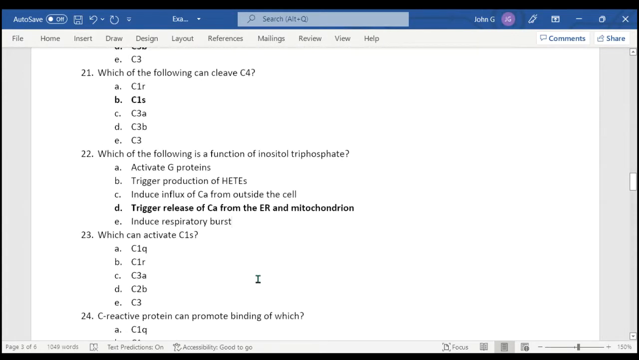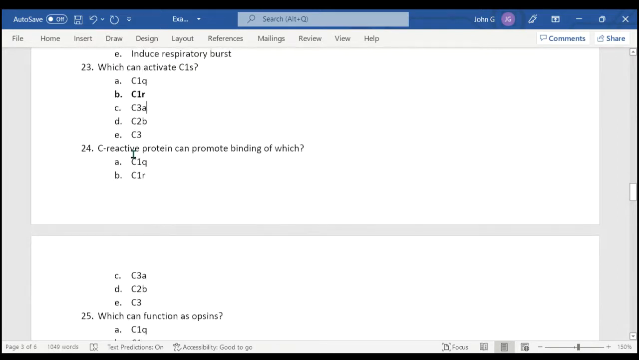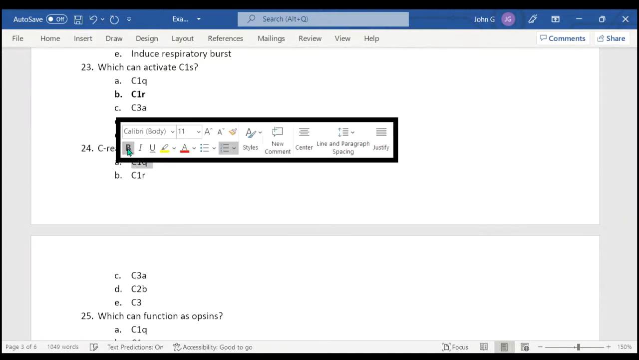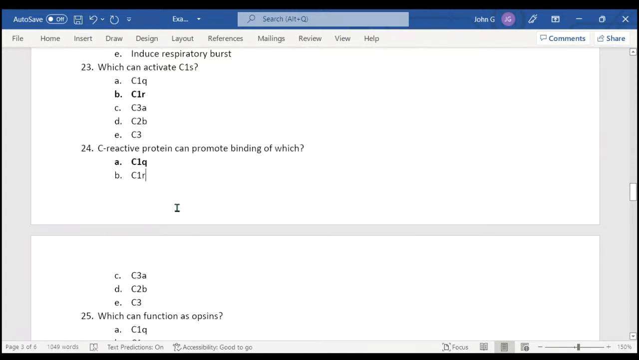Okay, which can activate C1s? So remember, it goes QRS. So C1r is going to activate C1s. QRS in that order. Okay. C-reactive protein can promote binding of which? That's going to be C1q. C1q's ligands include IgG, IgM, and C-reactive protein, right? And also potentially some other stuff, but those are the three important ones.